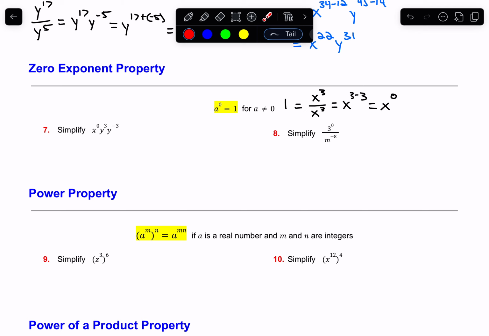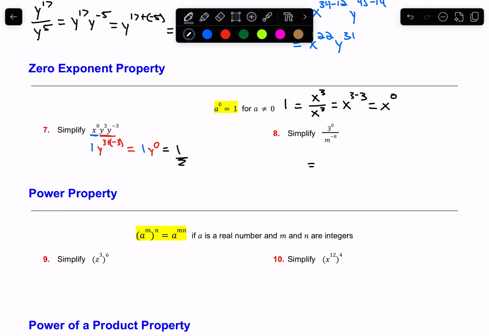All right, so now, number 7, we're going to simplify. We have x to the 0, y to the 3, y to the negative 3. X to the 0 right here is automatically 1. And then y to the 3 times y to the negative 3 is y to the 3 plus negative 3. So this equals 1 times y to the 0, but y to the 0 is also just 1, so the whole thing is 1.